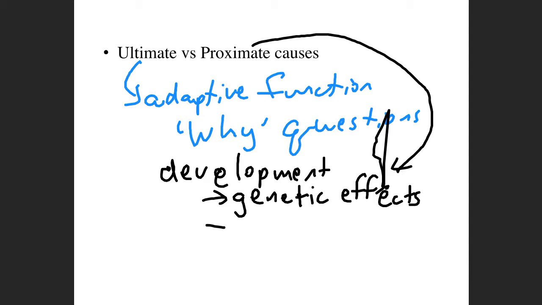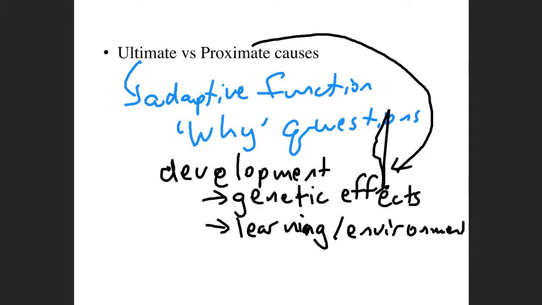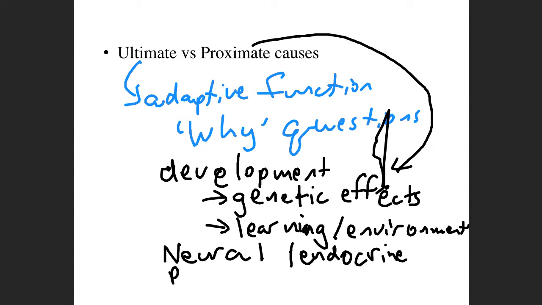Learning and other environmental effects. And then things on even shorter time scales, things like neural or endocrine pathways that lead to behavior. So, how do hormone levels change song behavior, neural pathways. And so proximate causes, the cartoon version is that answering proximate questions is sort of how questions.